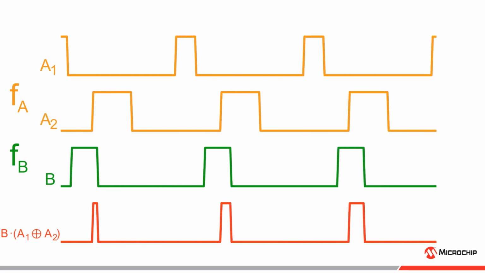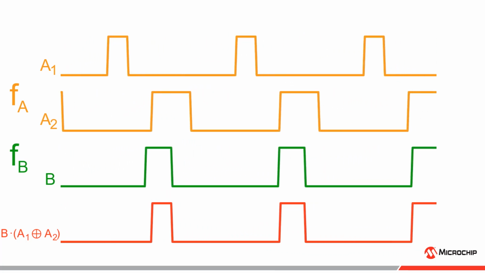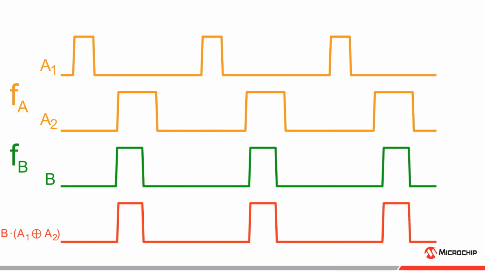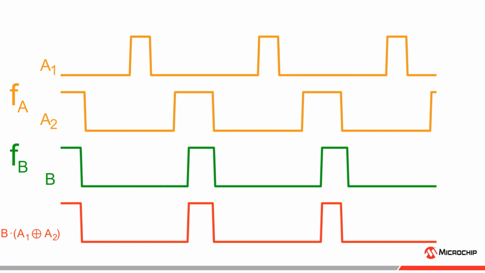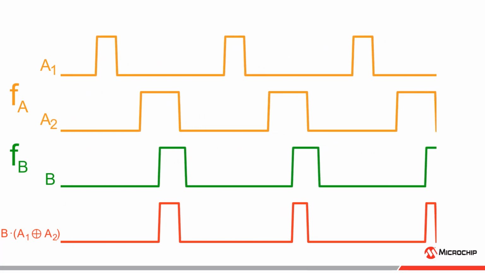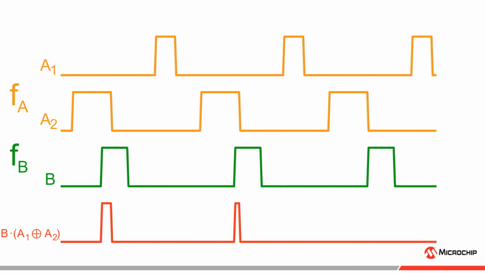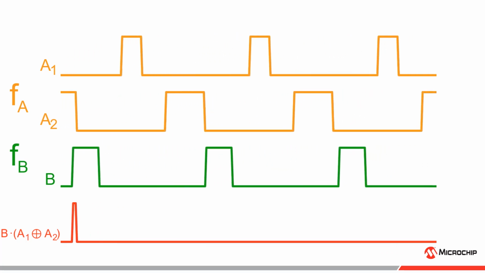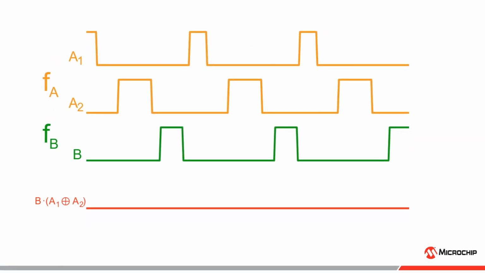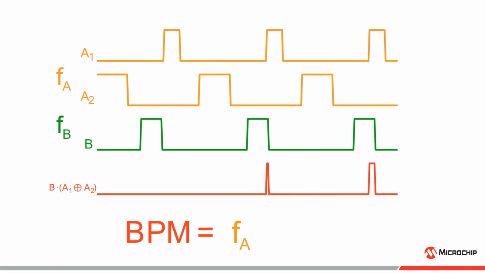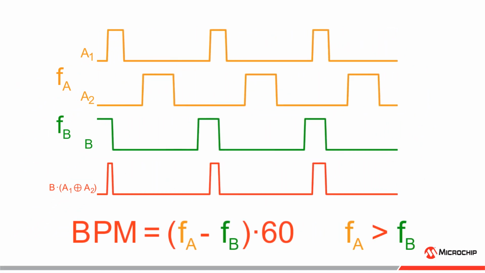Here, the duty cycle of A1 determines the maximum light intensity of the small pulse, while the duty cycle of B determines the length of the small pulse. In the other case, since the duty cycle of B is smaller than the duty cycle of A2, it is the duty cycle value of B that determines the maximum light intensity of the second pulse, while A2 determines the pulse width. This heartbeat pulse will repeat with a specific beats per minute equal to (FA minus FB) times 60, given that FA is greater than FB.